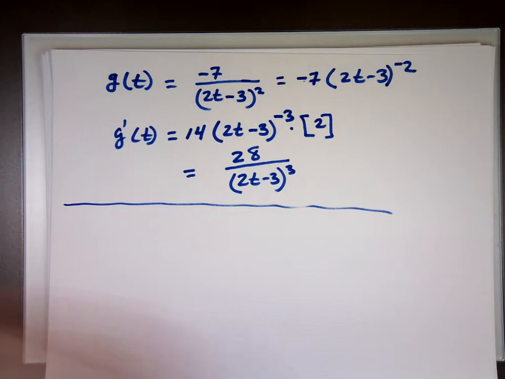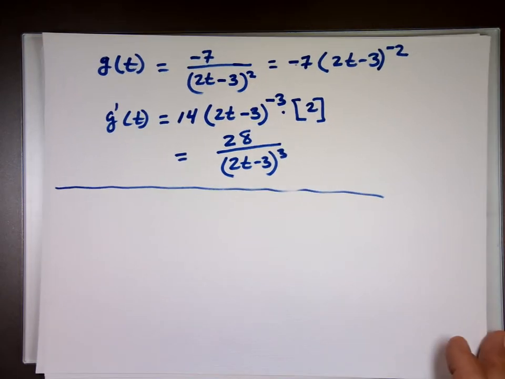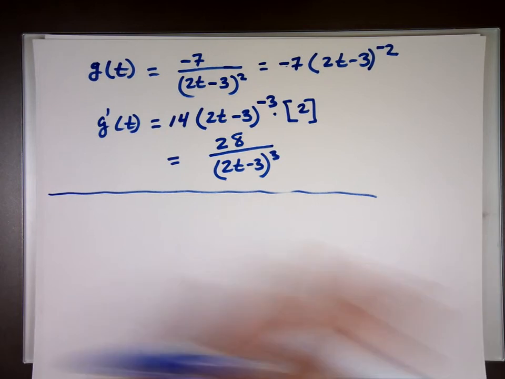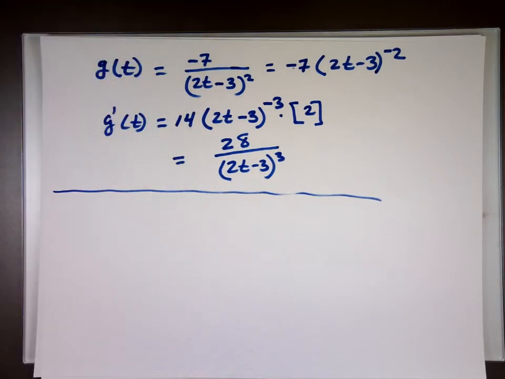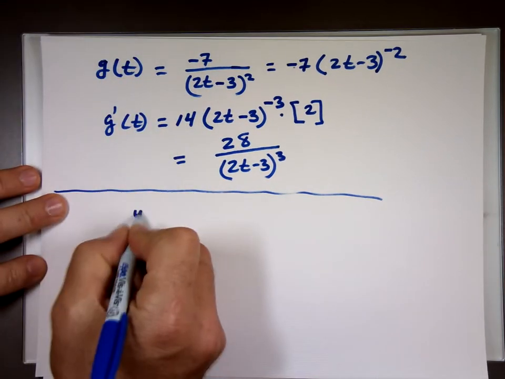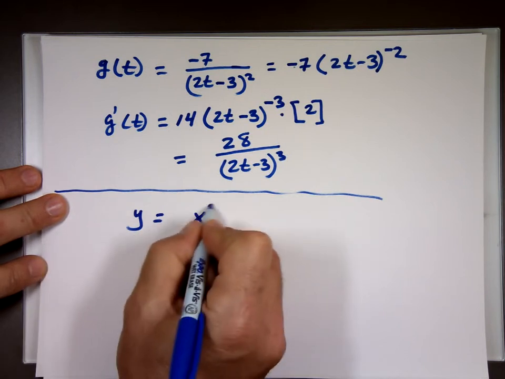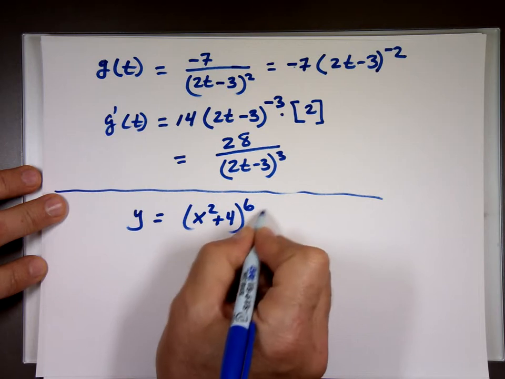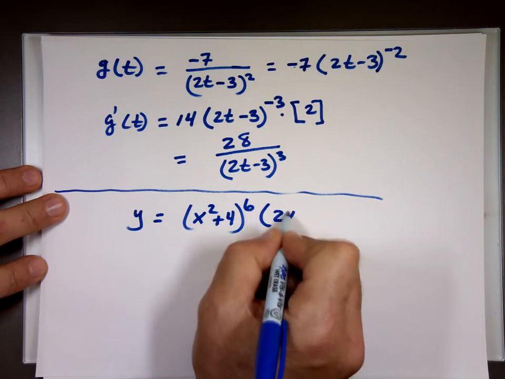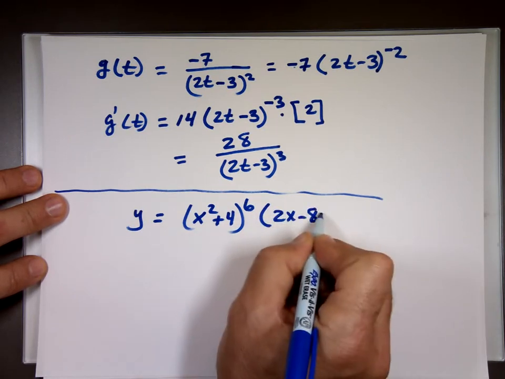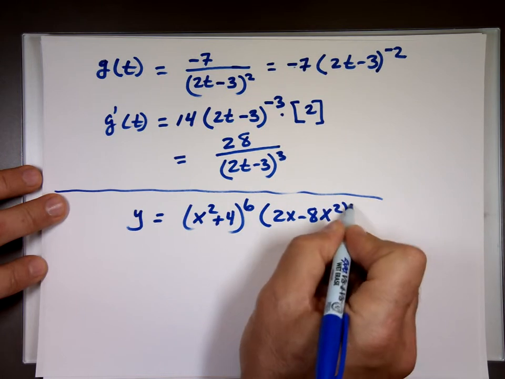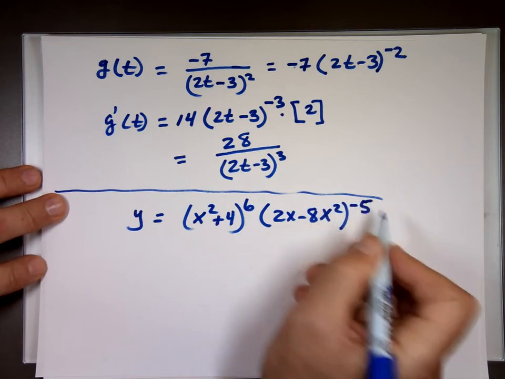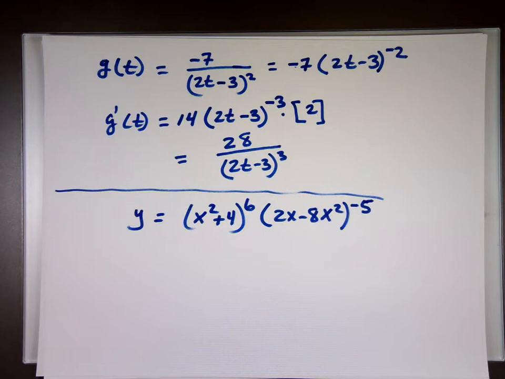Remember about the product rule? It comes in really handy when the powers start being different. So what about if I gave you this problem? If I said, y equals x squared plus 4 to the power of 6 times 2x minus 8x squared to the power of negative 5. Now I'm getting crazy with it, having fun with it.